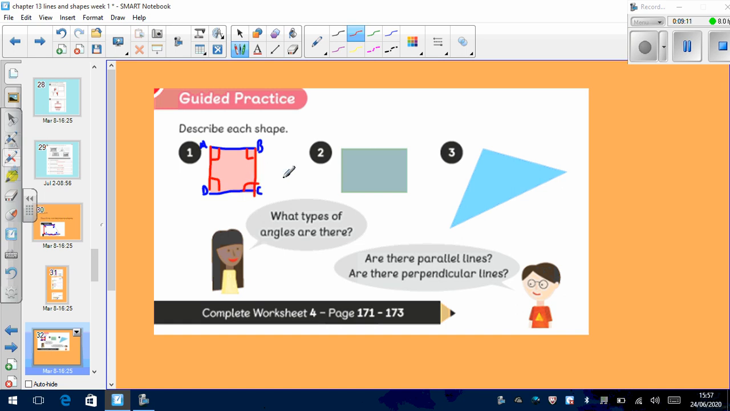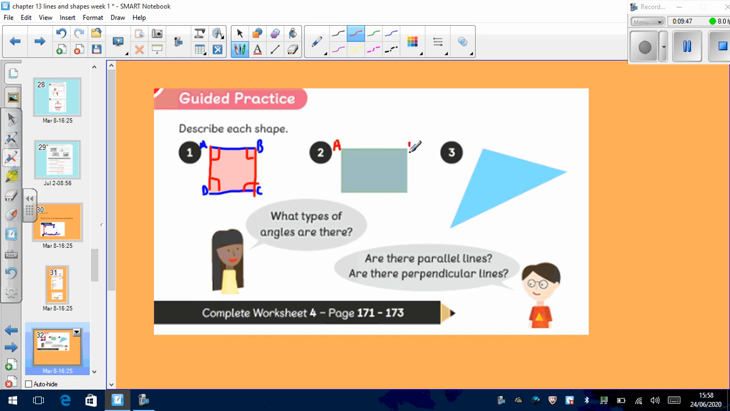Now, you have a go with shape number 2. How can you describe it? I'll give you a couple of minutes for that one. Okay, you should have a description, pretty much the same as shape 1, but you may have added a detail that sides AB and DC are longer than sides AD and BC. This shows that it's a rectangle. Sorry, I will just write that on for you.